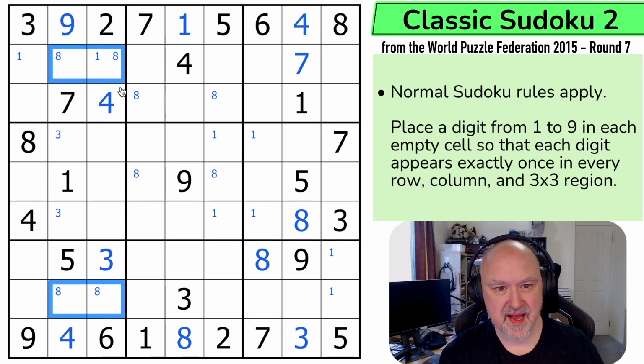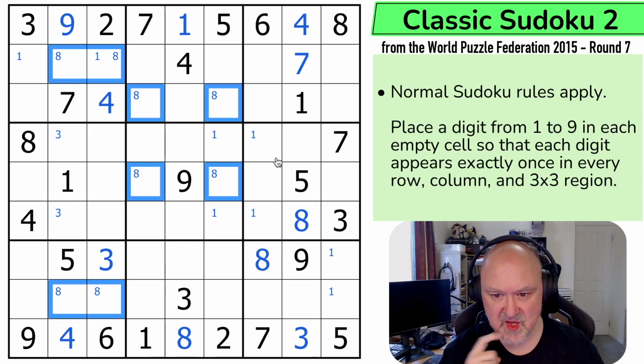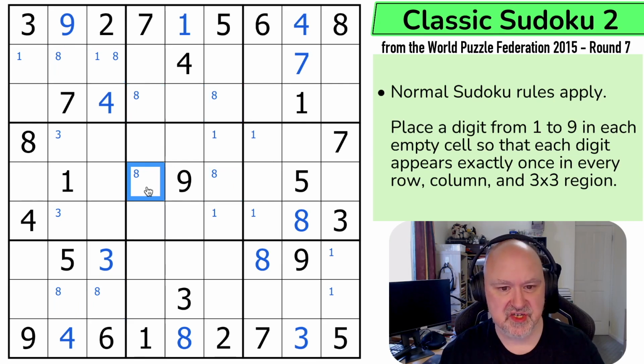Now, these are called X-wings in 8s. If I need to explain X-wings, which I may need to later in the pack, I will. But for now, it is there for people who understand what I'm talking about. But if you don't need it, don't worry about it just yet.